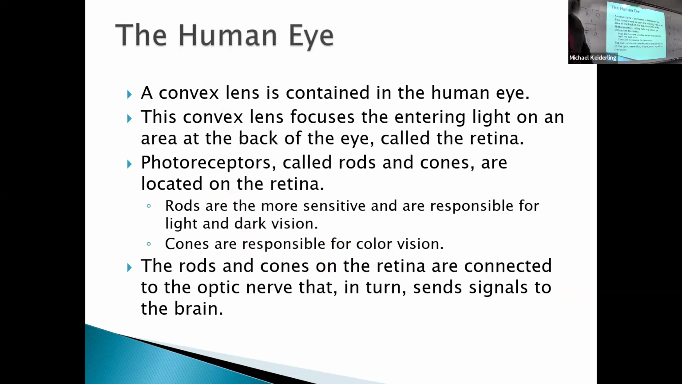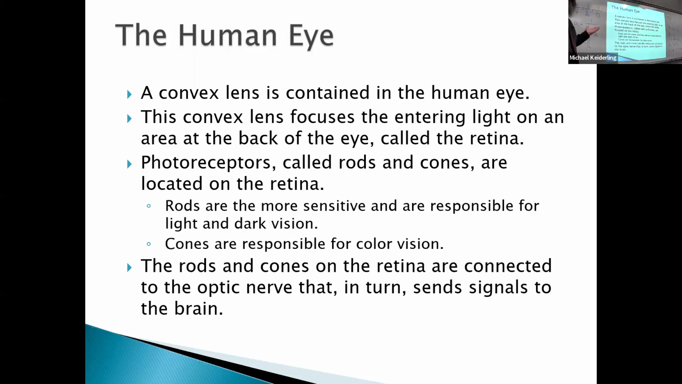Now, the human eye has a lens in it. It's a converging convex lens. And the convex lens focuses light onto an area on the back of the eye called a retina. So we can focus at objects at different distances. We focus the light on one place called a retina, which doesn't move.